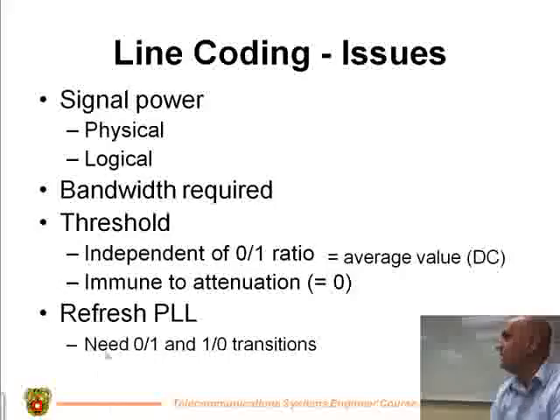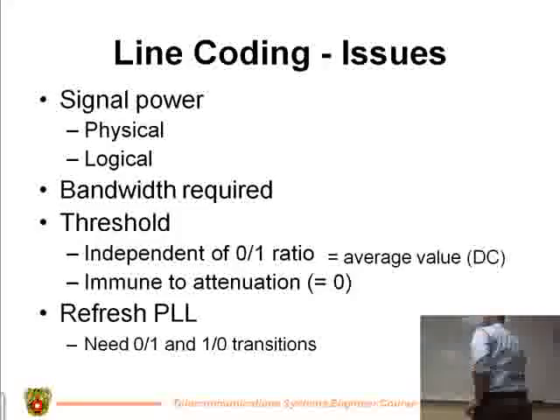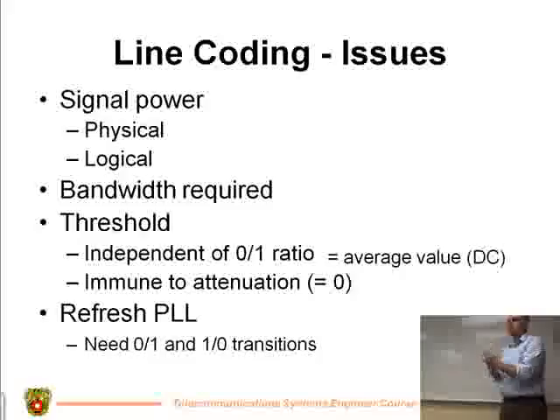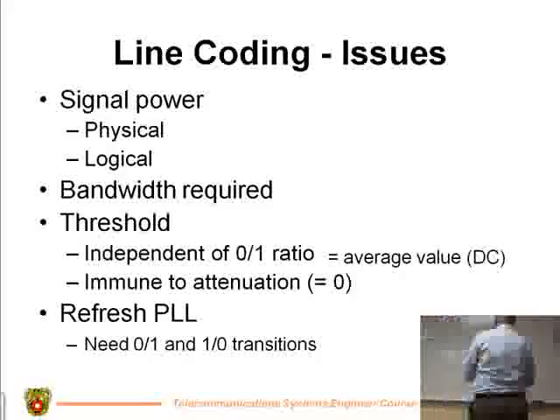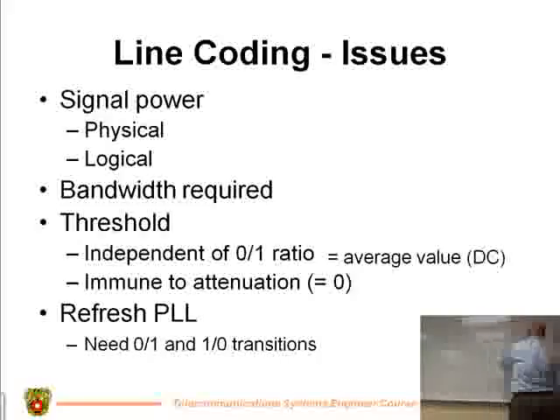Okay, so in order to refresh the phase locked loop, because of the way it's designed, it needs a 0 to 1 transition, a 1 to 0 transition too, because it times itself by counting transitions, right? That's how it resets, keeps itself going. So in this case, if we had a 0, 1, 1, 1, 1, 1, 1, 0, 0.